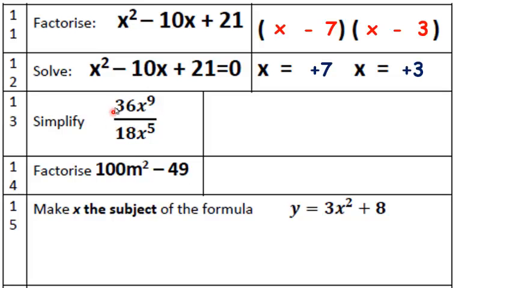Question 13. 36 divided by 18 is 2. x to the 9 divided by x to the 5. I'm going to take away the powers. 9 take away 5 is 4. That's it. Pretty straightforward.